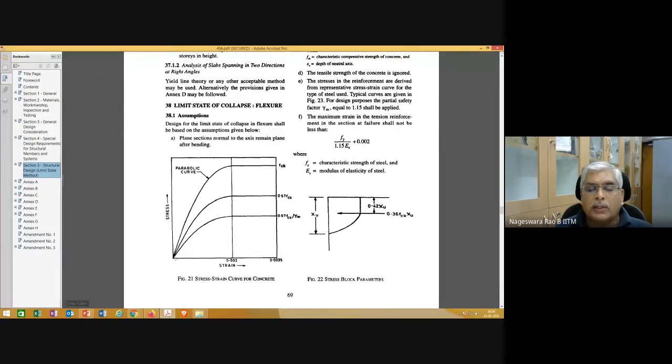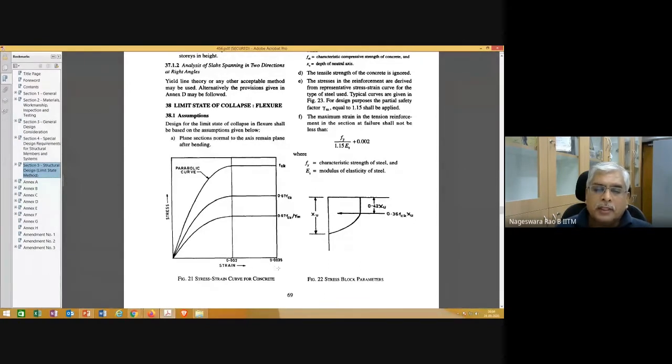The curve is going to start at 0 strain value and is going to have a parabolic variation till the strain value is 0.002, and thereafter the stress is going to remain at 0.67 fck divided by gamma m, which is going to be 1.5. So 0.67 divided by 1.5, it turns out to be 0.447 fck.